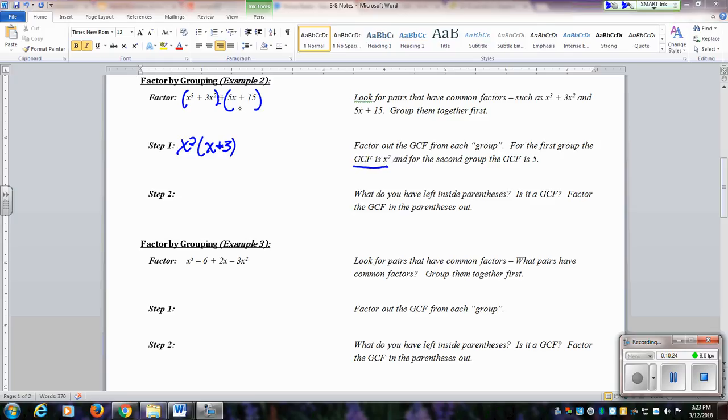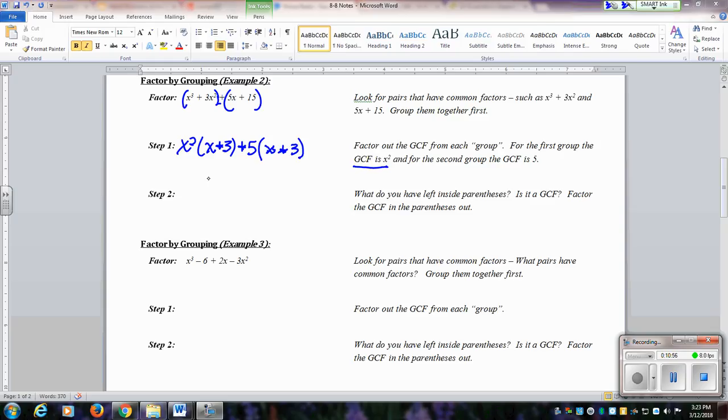And so since I'm just going to factor out a positive 5 out of both of these, because that's what the greatest common factor is, I'm going to go ahead and put a positive 5 out front, and then put what I'm left with inside. So I pull the 5 out of this, or divide this by 5, I'm left with just an x. And then 15 divided by 5, I'm left with a positive 3. That is a plus 3.